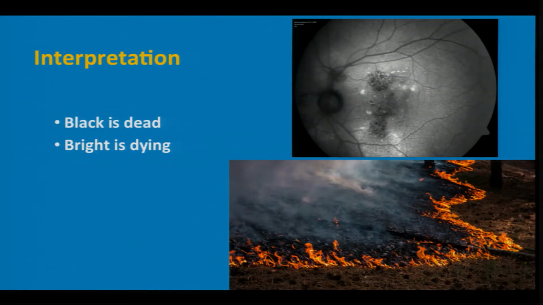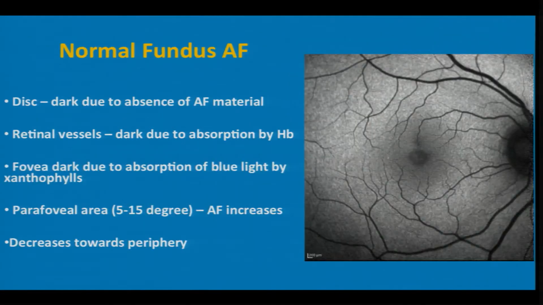Now interpretation is very simple. Black is dead and bright is dying. On autofluorescence imaging, when you see black, that means that part of the RPE is dead or is being blocked, and the surrounding white or bright area is dying. It is something like a forest fire, where it is black, where it is gone, it has left the damage; that is the RPE which is already dead, and the edges which are bright are about to die. So it does tell us about the physiological status of the retinal pigment epithelium.